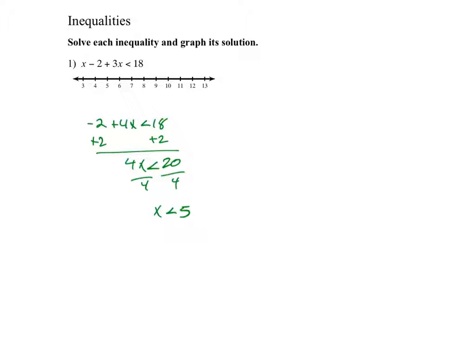So the graph is very simple. I'm just going to mark on top of that line a circle, right? In this case, because it's just less than, 5 is not included, the 5 is not part of the solution. So it's any number that is less than 5. So that's why we're going to keep that circle open. And now I'm just going to draw an arrow to the left. Why to the left? Because all the numbers that are less than 5 are going to be to the left, right? So any number that is less than 5 is to its left.